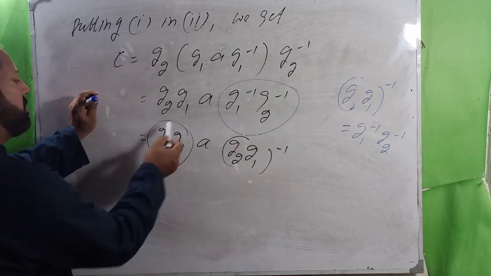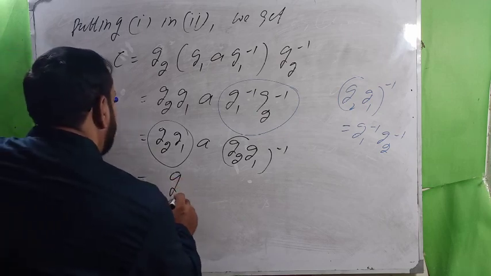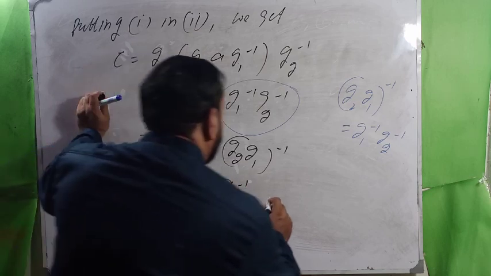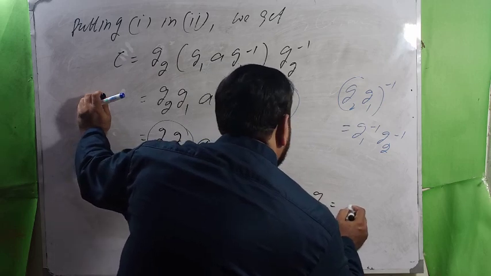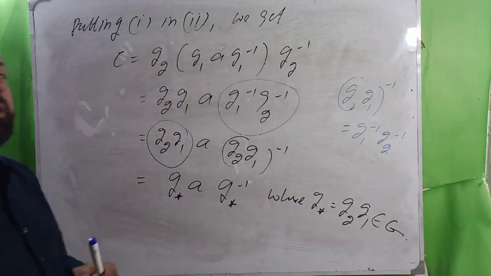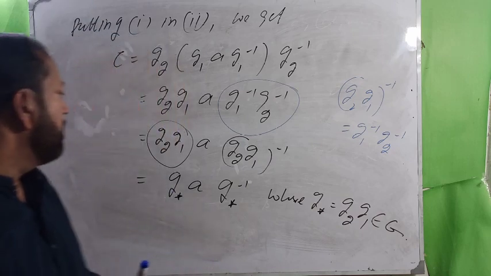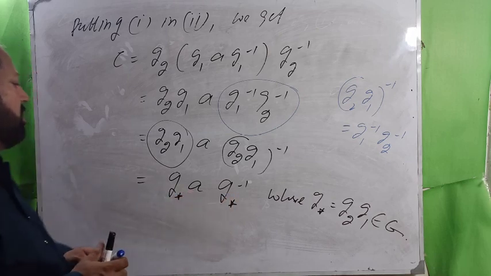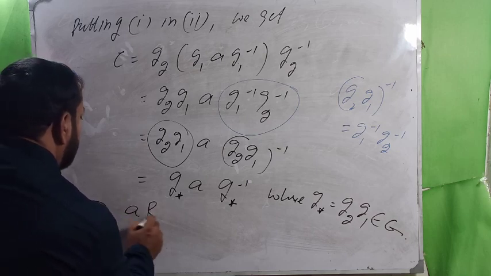And why not suppose this G2 G1 as some G star. So this is in fact equal to G star A G star inverse, where G star is equal to G2 G1, which of course belongs to G. Since G1 and G2 both are elements of G, G2 G1 is also an element of capital G. So C is equal to G star A G star inverse. What does it mean? This implies A is related to C.